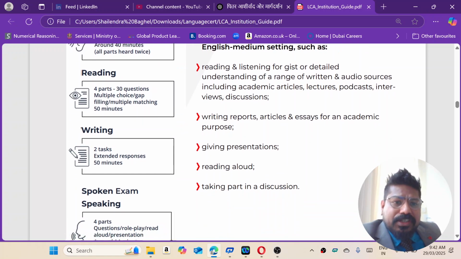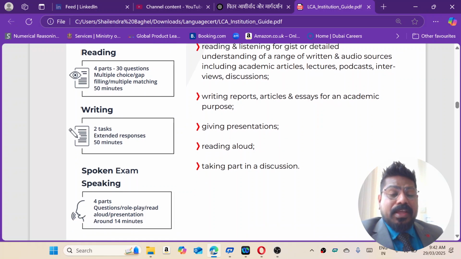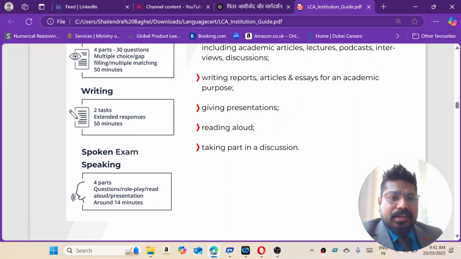Then comes reading, which is again 4 parts, 30 questions. Good mix of multiple choice, gap filling and multiple matching. टोटल कितना है 50 मिनट्स. राइटिंग के 2 टास्क हैं. एक फर्स्ट टास्क इज 40%, सेकेंड टास्क इज 60%. सो प्लीज़ अपने समय को उसी तरीके से डिवाइड करें. 40% में कम समय दें, 60% में ज़्यादा दें. 40% आई थिंक 100 to 150 वर्ड्स का है, और सेकंड जो टास्क है वो आई थिंक 250 वर्ड्स का है. एक बार इसको मेरे पुराने वीडियोस में देख लेना.